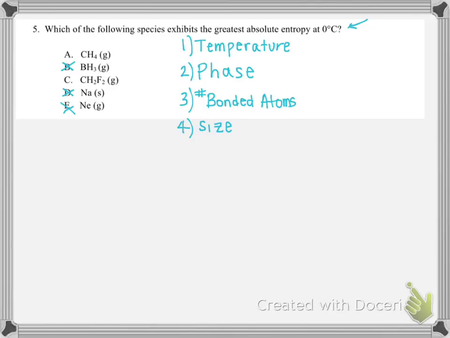Okay, so now let's look at the fourth consideration, which is size. We know that CH2F2 is going to be much heavier, just because fluorine is bigger than a hydrogen, and so its electron clouds can do weirder deformations and such. And so that will have the highest entropy.